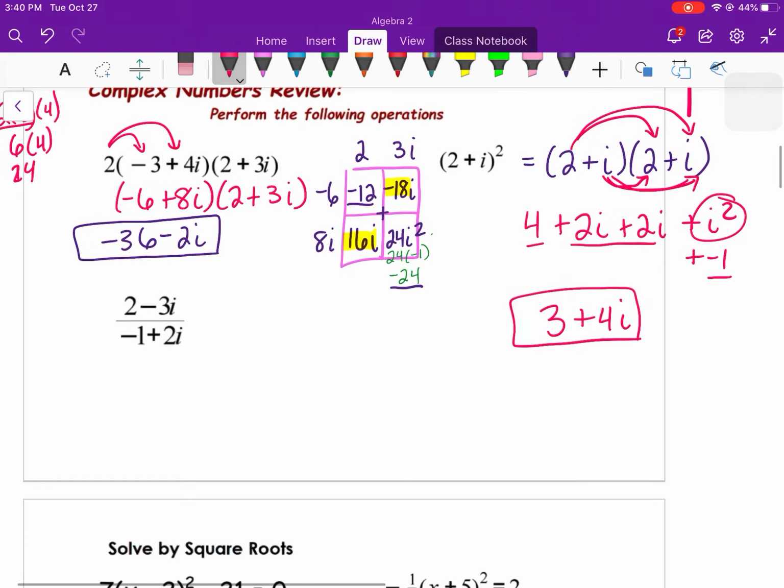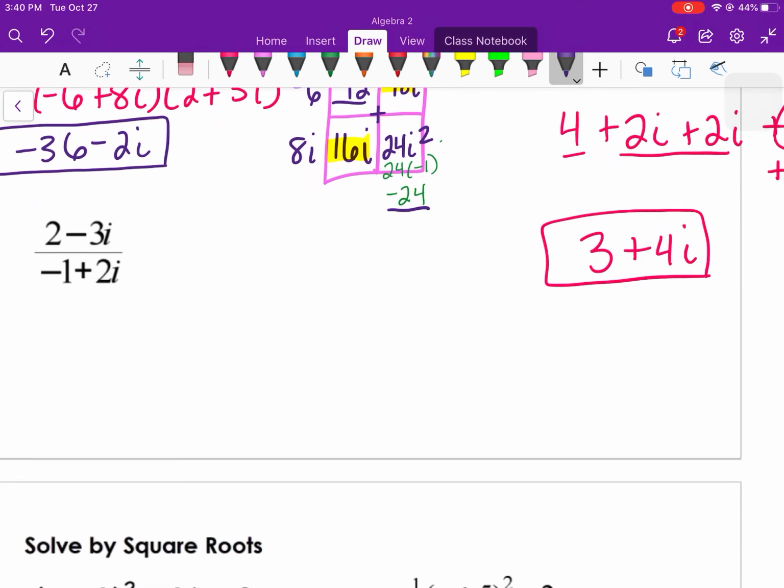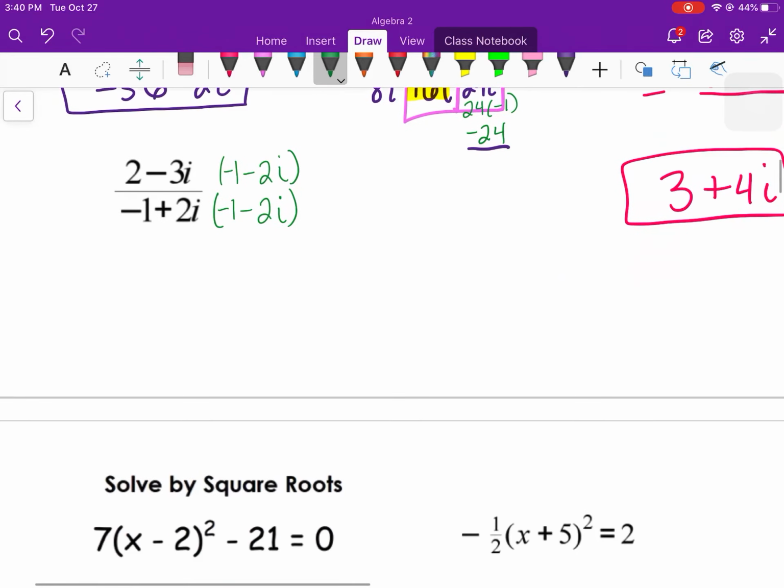And then dividing complex numbers. To divide complex numbers, you need to multiply by the reciprocal of the denominator. And so the reciprocal of the denominator is you just change the imaginary part. So this one is -1 plus 2i, so the complex conjugate would be -1 minus 2i. And then whatever you get for the conjugate at the bottom, you multiply by that as well on the top. And then try to keep your work organized.